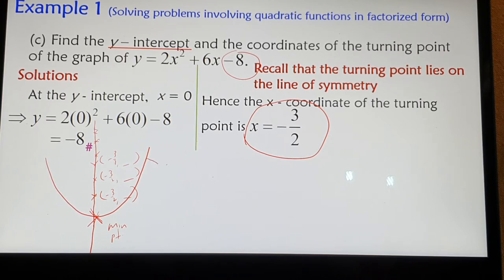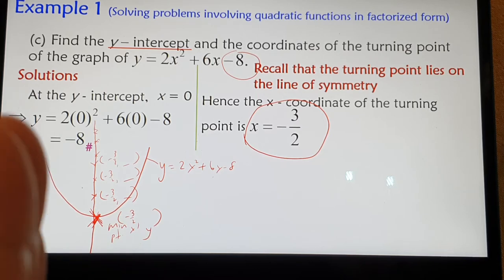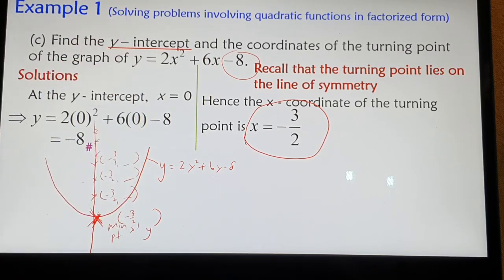Okay, so what do we do? We know that the equation of this curve is 2x squared plus 6x minus 8. We know that this point, which is a minimum point, has the x value as minus 3 over 2, we established it just now already, right? Everybody agree that along this line, all the x values are minus 3 over 2. That's why it's called a line of symmetry here. Okay. We sub this x inside here, you will get the answer already.